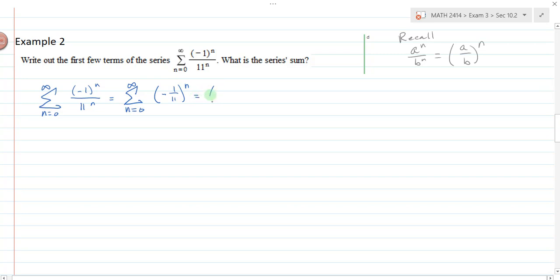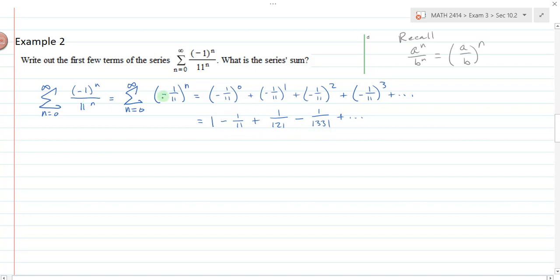And when I expand this out, that's going to give me -1 over 11 to the 0, plus -1 over 11 to the first, plus -1 over 11 to the second, plus -1 over 11 to the third power. And that's enough terms, I think. And when I simplify this, anything raised to a power of 0 is 1, and then -1 over 11, and then plus 1 over 11 squared, which is 121, minus, because you cube a negative, it's negative. So when we expand this series out, this is what it's going to look like. And then we're asked to find the sum of the series.